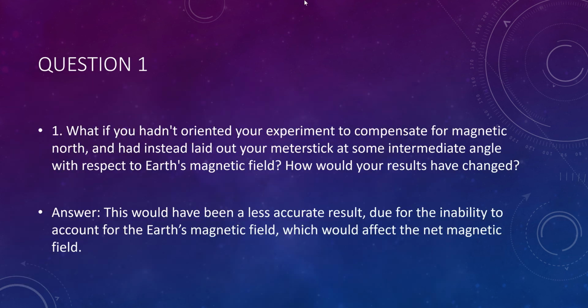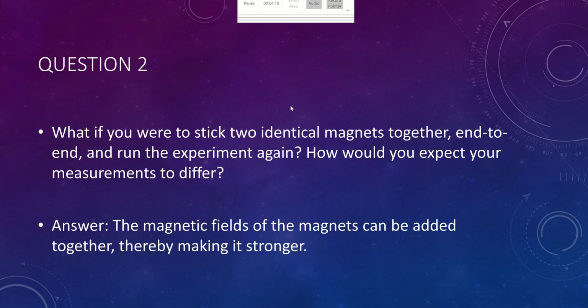So the first question is, what if you hadn't oriented your experiment to compensate for magnetic north and had instead laid out your meter stick at some intermediate angle with respect to Earth's magnetic field? How would these results have changed? Well, this would have been a less accurate result due to the inability to account for the Earth's magnetic field, which would affect the net magnetic field. So our results would be less accurate, and we would definitely not want to do that.